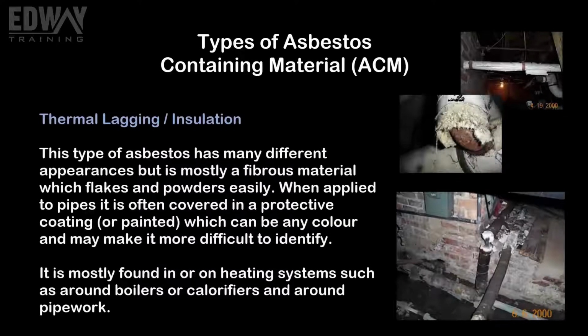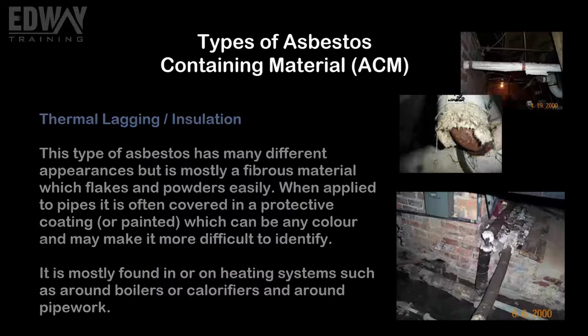Thermal lagging or insulation. This type of asbestos has many different appearances, but is mostly a fibrous material which flakes and powders easily. When applied to pipes, it's often covered in a protective coating or painted, which can be any colour and may make it more difficult to identify. It is mostly found in or on heating systems, such as around boilers or calorifiers and around pipework.